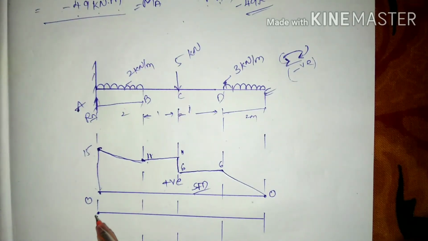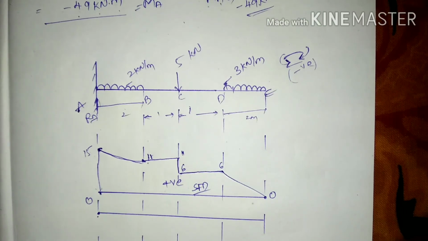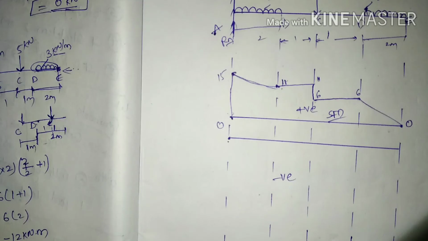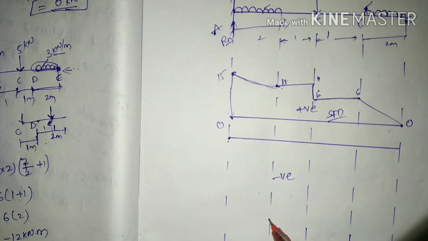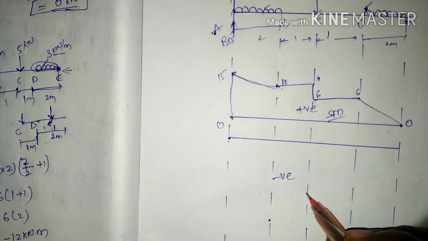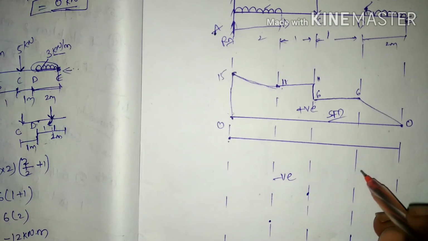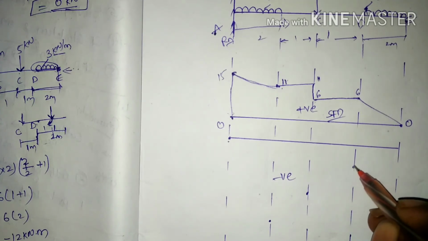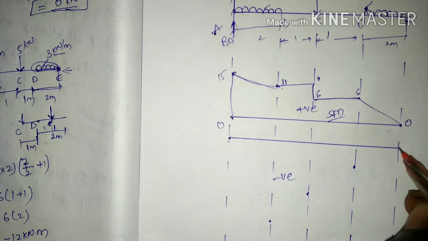For the moment about A, that is minus 49. For the moment about B, it is minus 23 here itself. And for the moment about C, we are having minus 12. And for the moment about D, we are having the remaining minus 6. For the moment about E, 0.